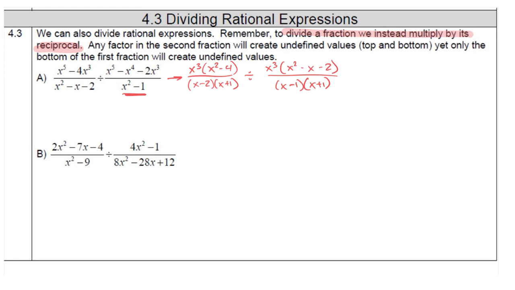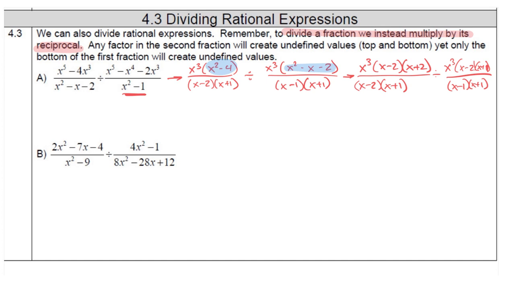So I have two things that can be further factored. Let's factor those. X squared minus 4 is the difference of two squares. And we're dividing this by x cubed times x minus 2 times x plus 1 over x minus 1 times x plus 1.